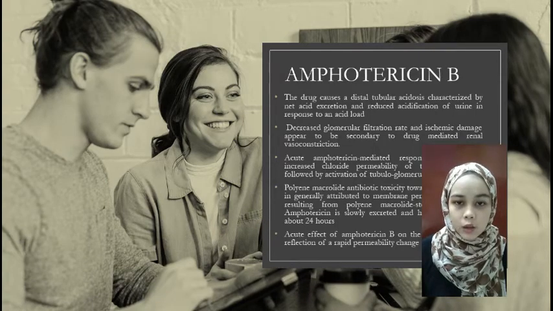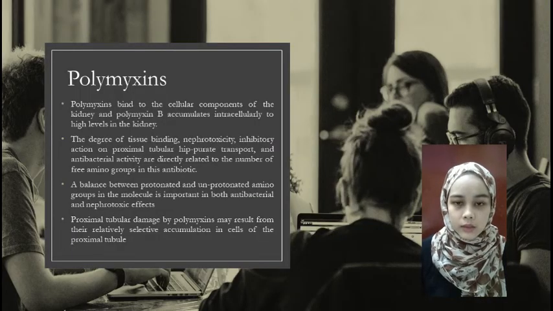Acute effect of amphotericin B on the distal tubule is a reflection of a rapid permeability change to chloride ion. For the second presentation, I'm going to talk about the polymyxins.